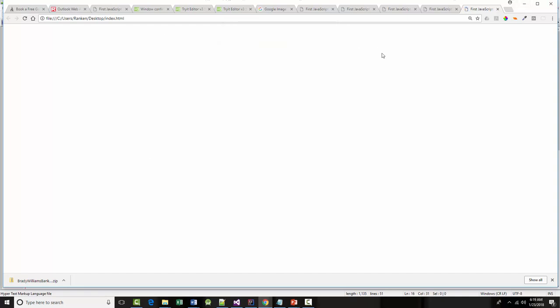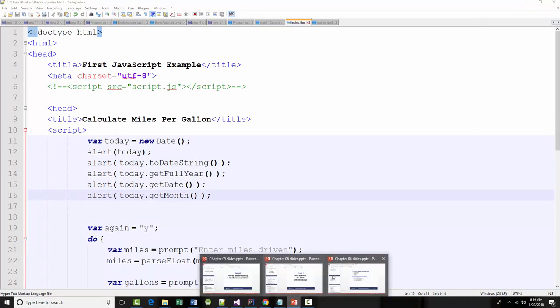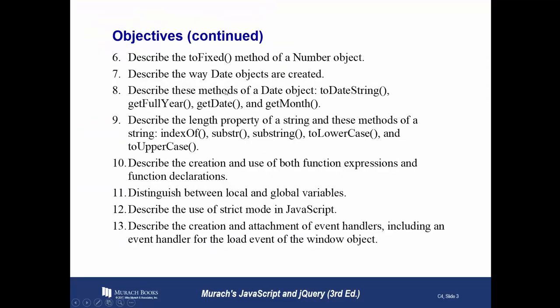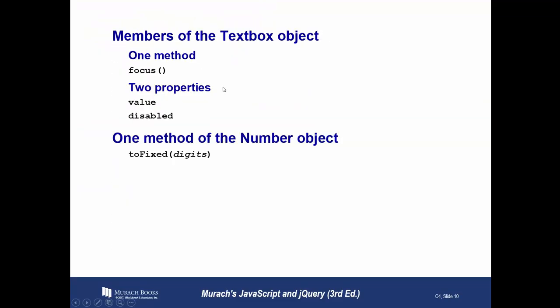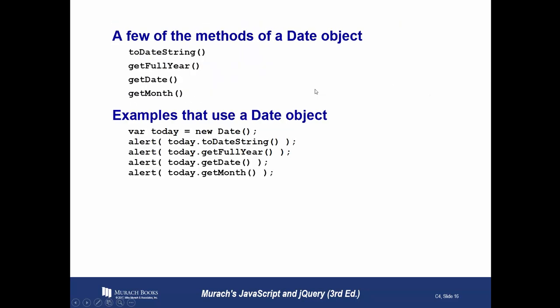Now, you may or may not have noticed that the last thing that printed in there was 0, and that was for the month. That's because by default, the months go from 0 to 11. Now you can change that, but that's the way that it works by default.